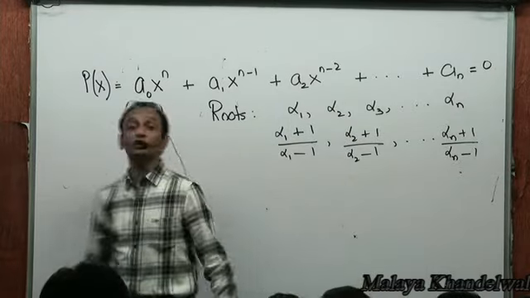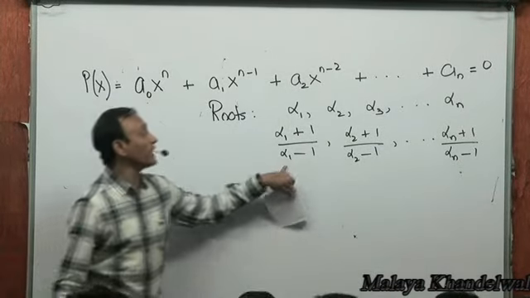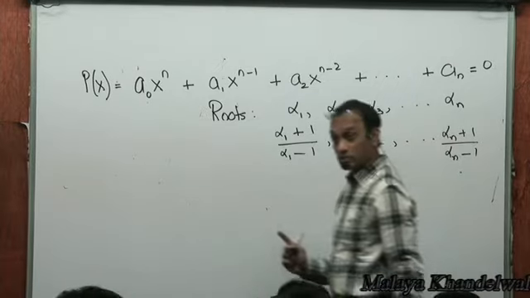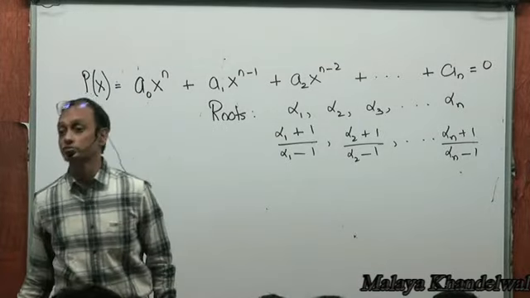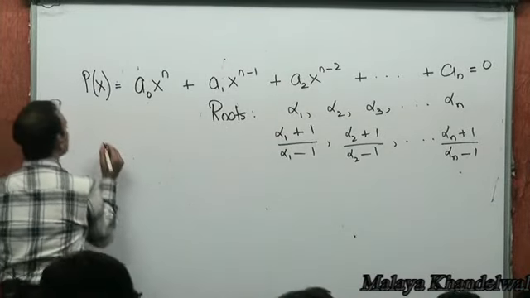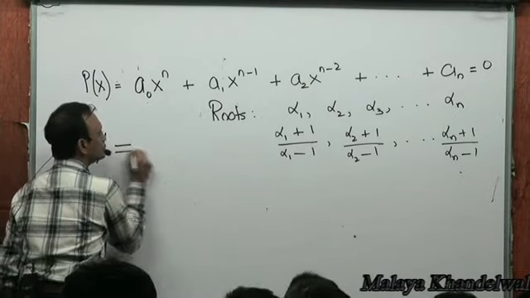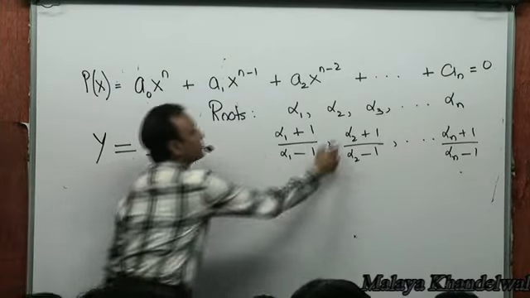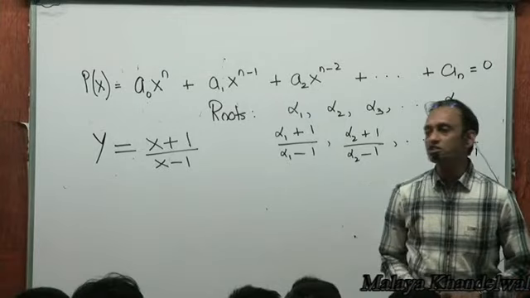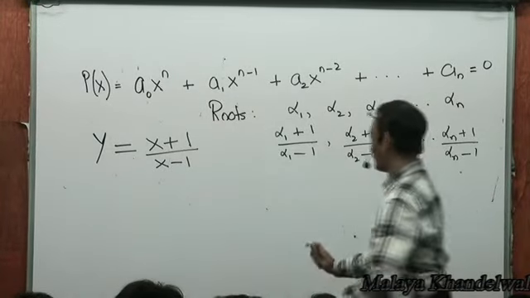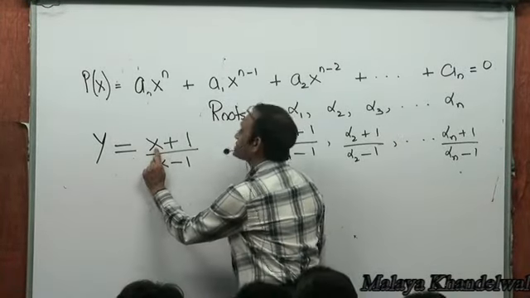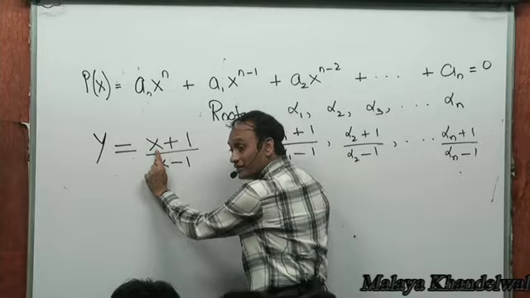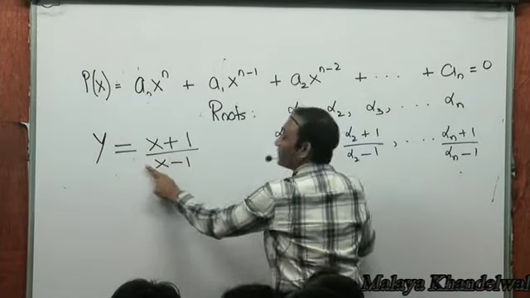Suppose I want a polynomial whose roots are these: alpha 1 plus 1 by alpha 1 minus 1, alpha 2 plus 1 by alpha 2 minus 1, alpha n plus 1 by alpha n minus 1. Suppose I want a polynomial whose roots are these instead. Then what I do is, I create a transformation y equal to x plus 1 by x minus 1 using this template. X plus 1 by x minus 1 is the transformation that I generate. Now, every time x turns out to be alpha 1, y turns out to be alpha 1 plus 1 by alpha 1 minus 1.